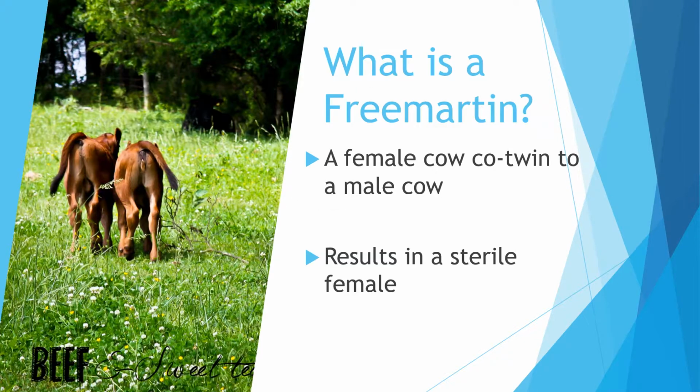What is a Freemartin, you may ask? A Freemartin is a female cow, otherwise known as a Freemartin heifer, born as a twin with the other twin being a male. The pairing of a female and male twin calf results in the female twin being sterile and the male twin having reduced fertility. Over 90% of females born co-twin to males are infertile.